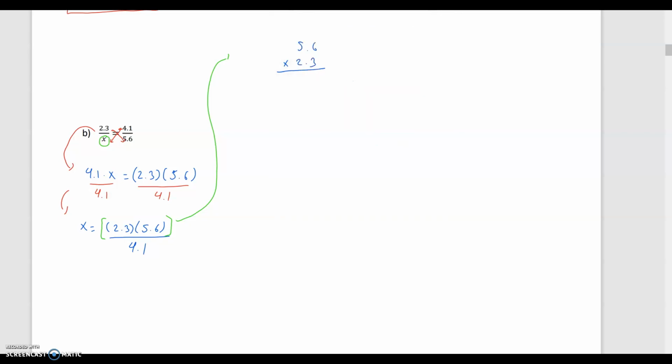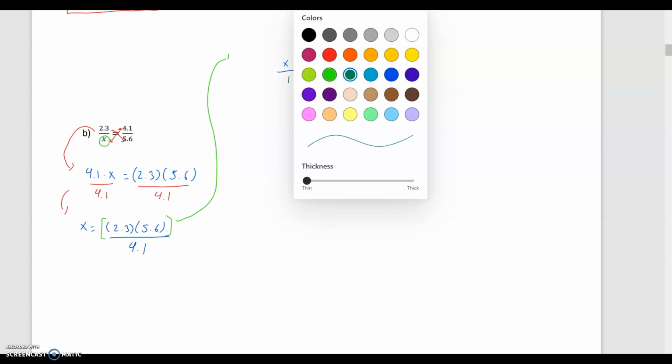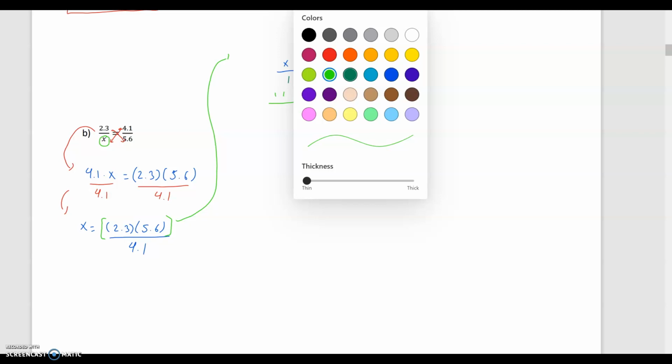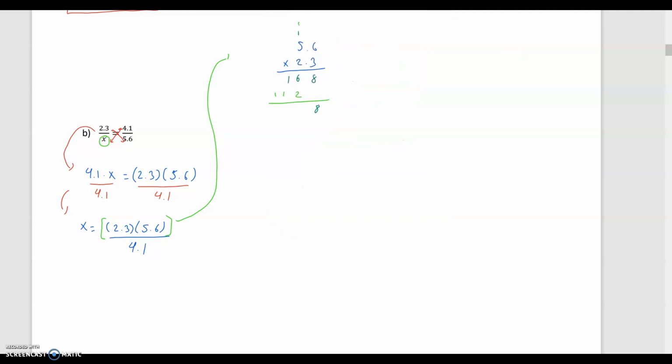As we multiply the 3 times 6, that's going to be 18. We carry 1. 5 times 3 would be 15, plus 1 would be 16. And let's now multiply by 2. 6 times 2 is equal to 12. We carry 1. 5 times 2 is 10, and 1, 11. Adding this sum, it's going to give us an 8, a 2, and a 1 with 2 decimal places. Let me check all the numbers, but I'm getting 12.88.